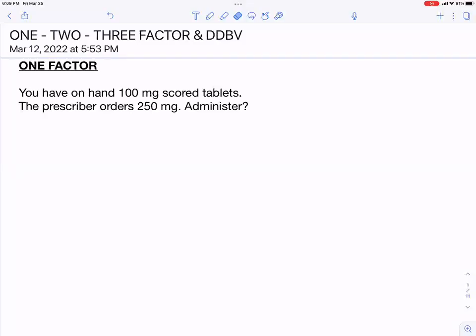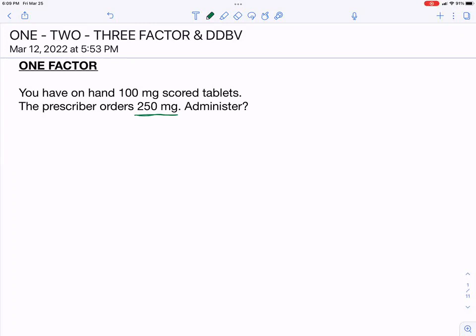Okay, so we're going to be talking about one-factor medication problems. Medication problems can be solved using 5 steps of dimensional analysis. When we talk about one-factor medication problems, we call it that because there's one element involved in the physician's order.